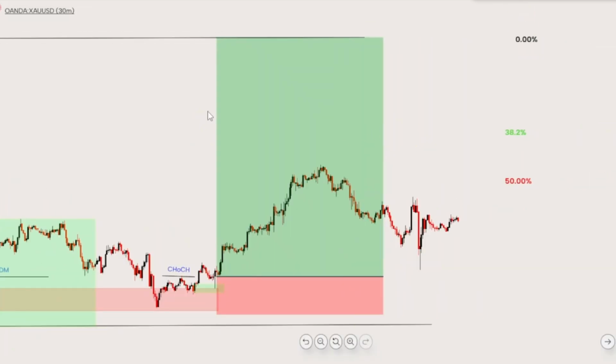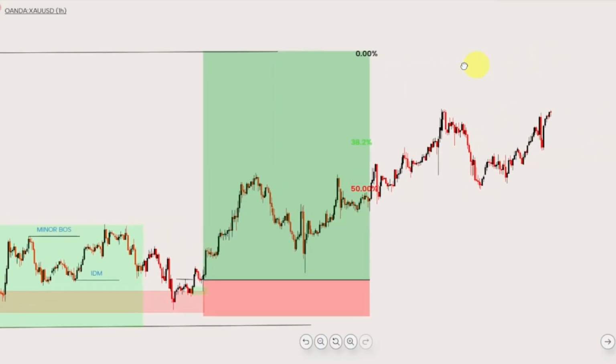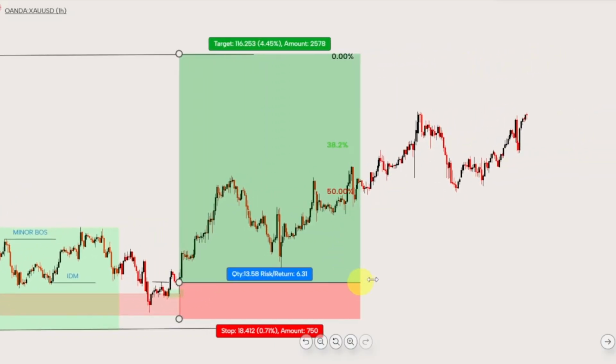So now let me move up to the 1-hour time frame and let's see whether this trade is going to play out. Now we see price is still moving in our direction.